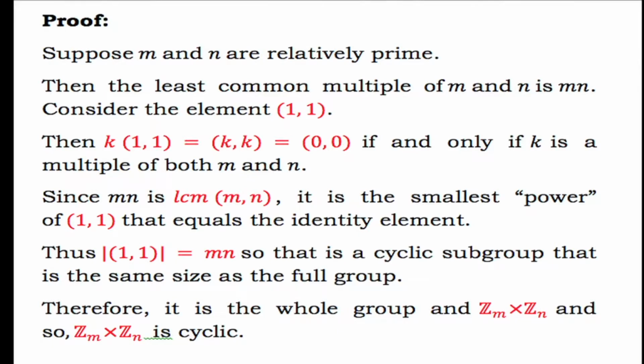Since mn is the LCM of m, n, it is the smallest power of (1,1) that equals the identity element. Thus, the order of (1,1) is equal to mn, so that it is a cyclic subgroup that is the same size as the full group. Therefore, it is the whole group Zm cross Zn, and so Zm cross Zn is cyclic.